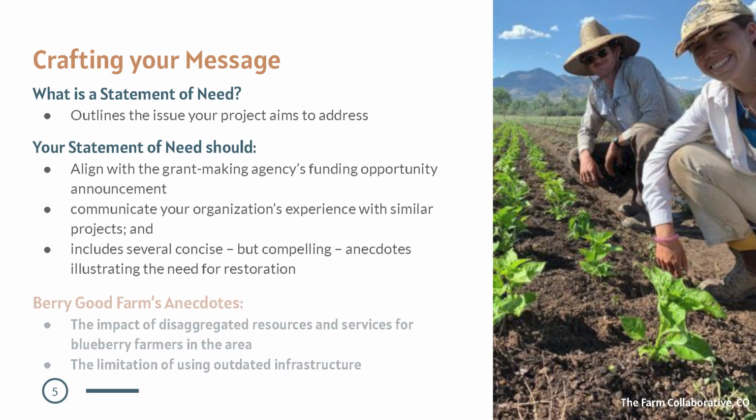For example, in the Berry Good Farms Statement of Need, they provide specific examples as to why they've chosen their objectives. For objective, establish a blueberry aggregation network, they describe the impact of disaggregated resources for blueberry farmers in their area, including inefficiency, decentralization, and competitive disadvantages. For objective, complete infrastructure upgrades and install an IQF, they illustrate the limitations of using outdated infrastructure and the potential benefits of an IQF.